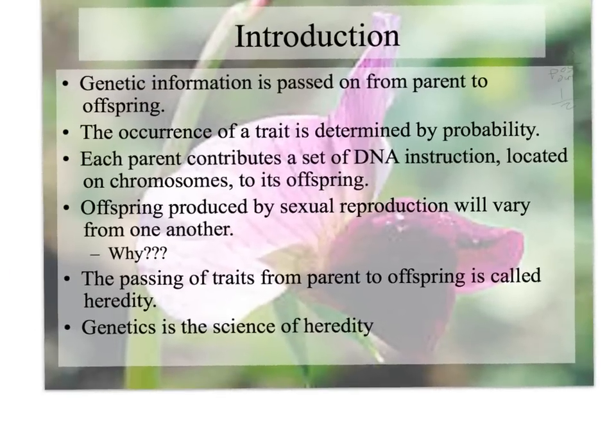Each parent has DNA that comes from the chromosome and it goes to the offspring. It's this process of sexual reproduction that actually does that. If we do it through asexual reproduction, we're just making a clone. It's a process of mitosis, so it's not going to be very different.